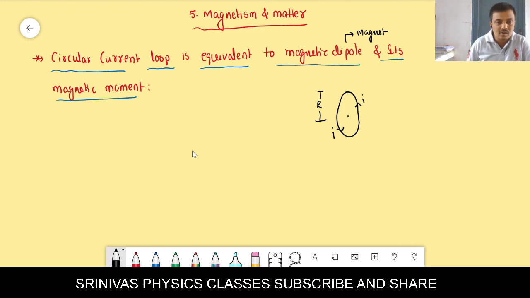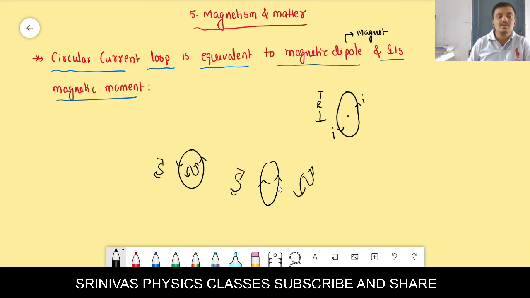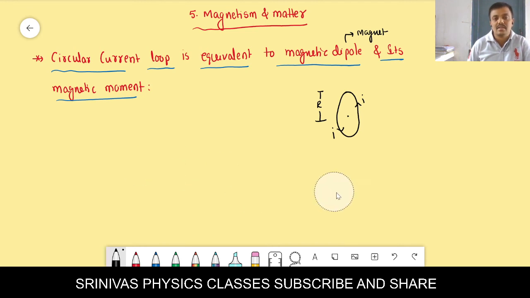That means this current loop also acts like a magnet, and one face will act as a north pole and the other face will act as a south pole, right? We know the bar magnet has a magnetic moment. Then similarly, if this current loop is equal to a magnet, then this current loop also should have some magnetic moment. That magnetic moment formula I am going to derive.